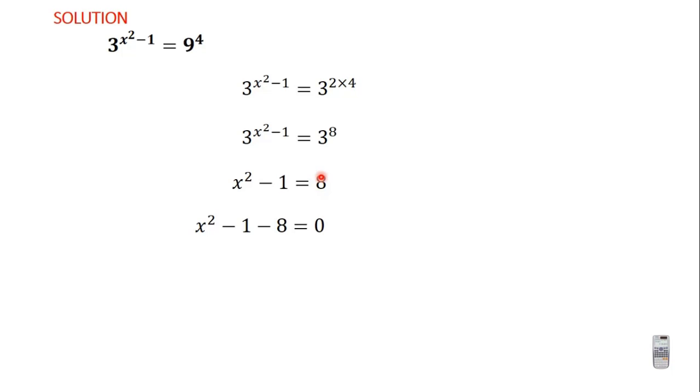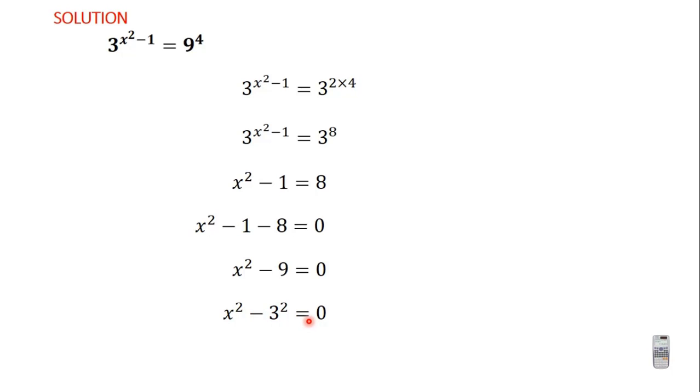If I bring 8 from the right hand side to the left hand side, you have s squared minus 1 minus 8 is equal to 0. This will give us s squared minus 9 is equal to 0. 9, as you can see from here, can be written in index form as 3 squared. So you have s squared minus 3 squared is equal to 0.